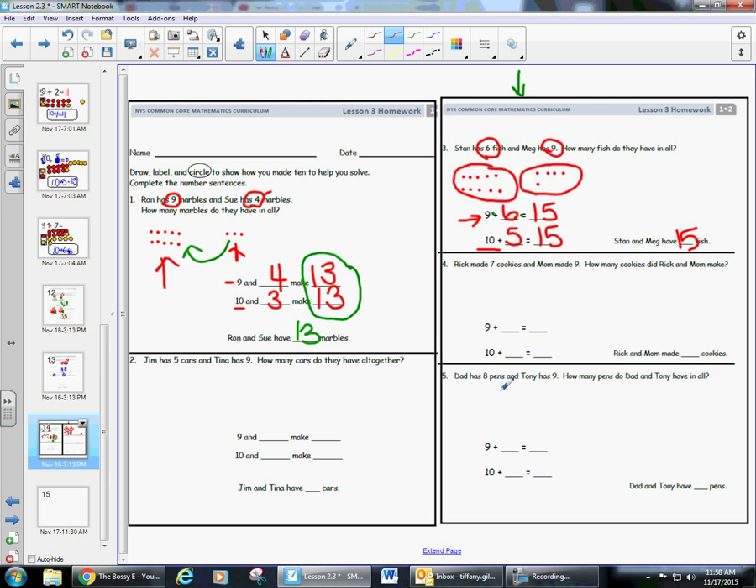I want them to just start thinking about a 9 as a 10 and then taking away the other number in the problem. So instead of a 7, it becomes a 6. So 10 and 6 make 16.